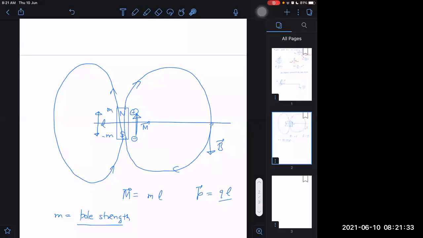But we don't know the magnetic field, sir. That's why I said, please listen. Wait, have patience.